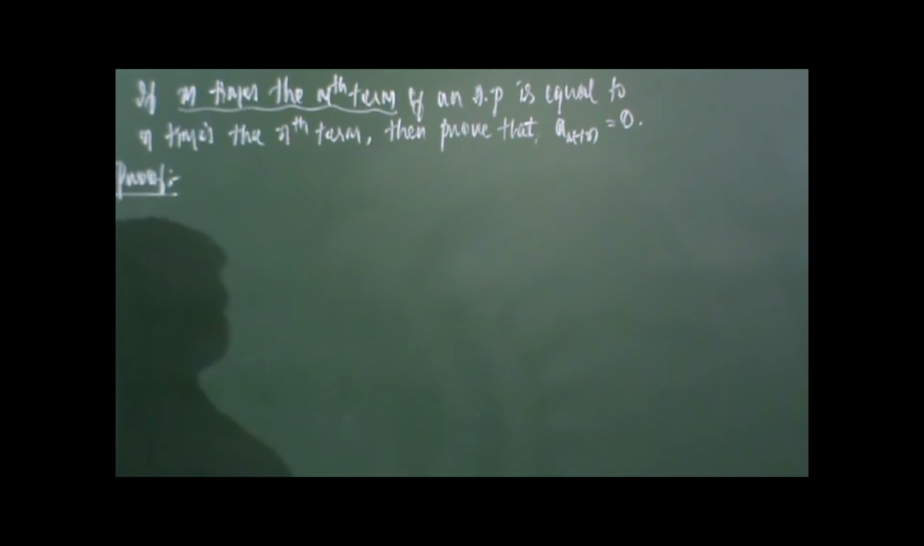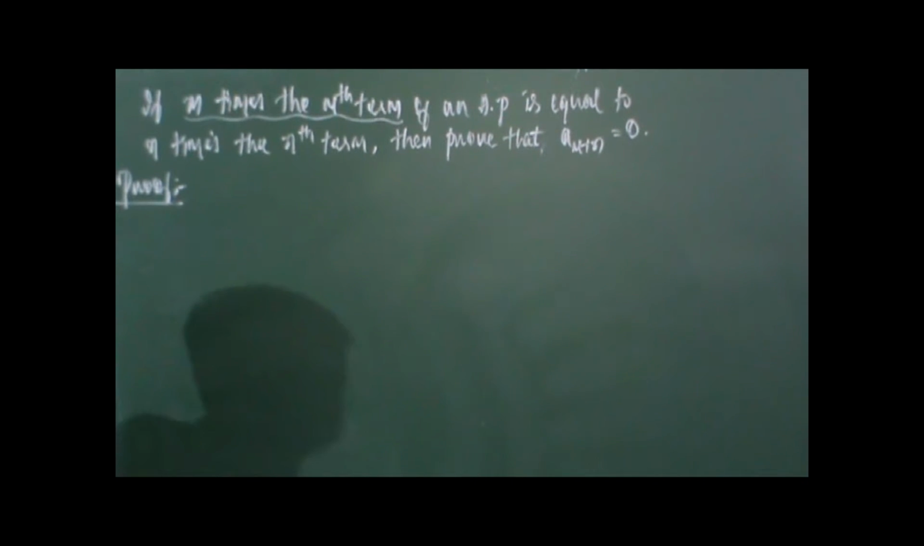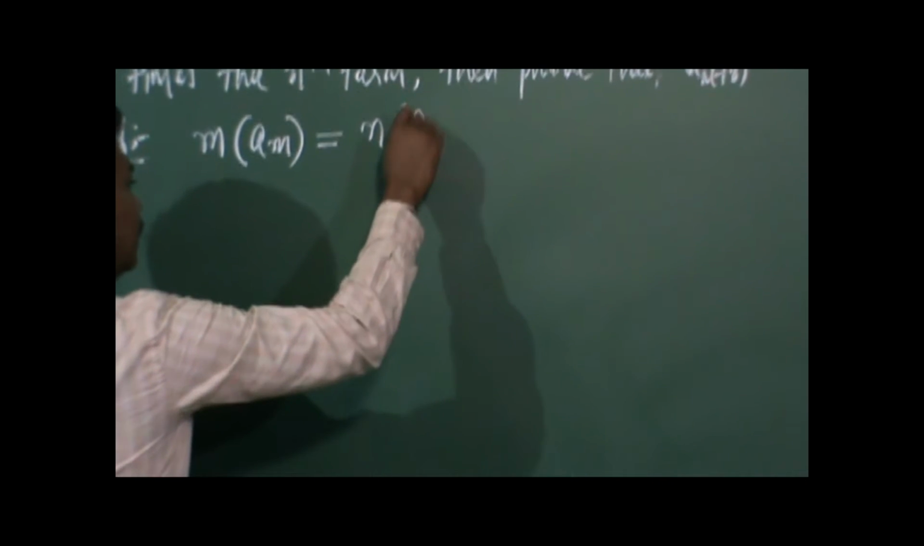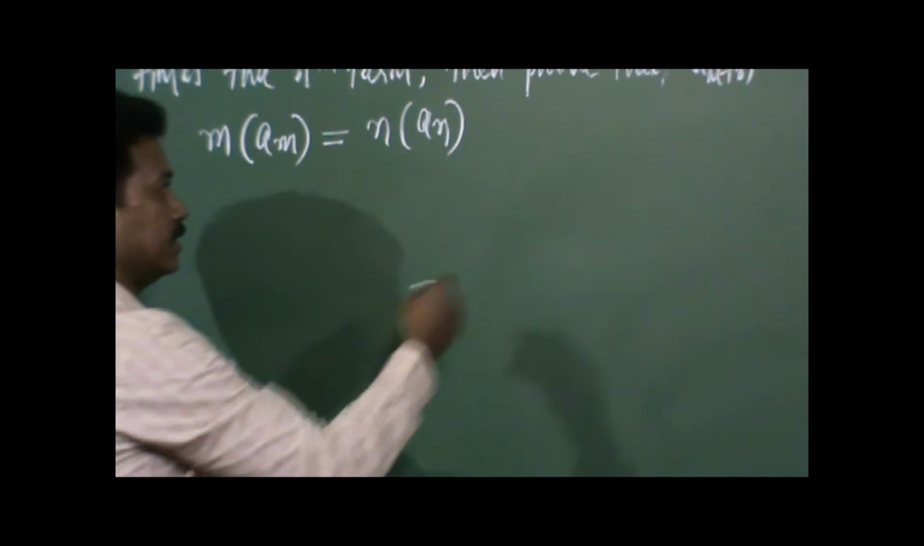We have to convert this English statement into a mathematical statement. Times means multiplication, as I told you in the last session. So m times the mth term, written like this. After a term, if another term is written and enclosed within brackets, it is understood that both the terms are multiplied. So m times the mth term of an AP is equal to n times the nth term. This is the format. Then prove that the (m plus n)th term is 0.